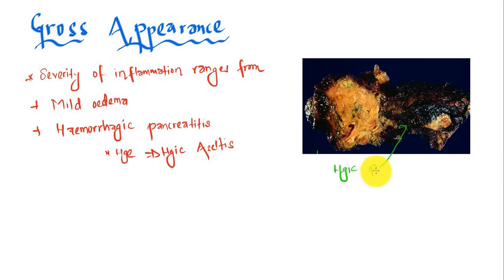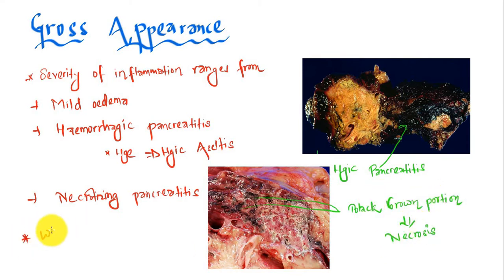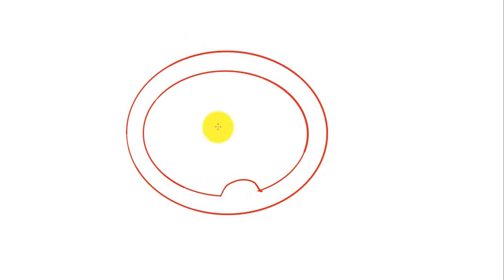You can see here the hemorrhagic pancreatitis, all the hemorrhage in the pancreas, clotted blood. It can also appear as necrotizing pancreatitis. You can see here the black or brown portion, which is necrosis. And the gross appearance also contains the white spots of fat in the peritoneum.